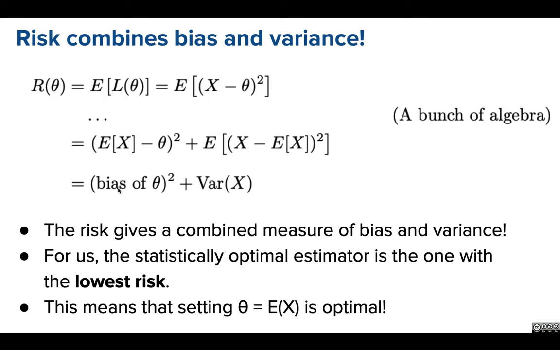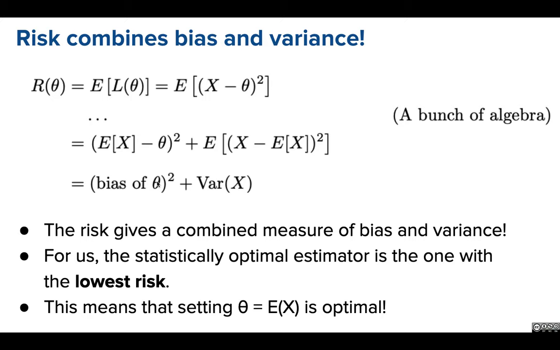The bias of theta, on the other hand, is something that I can change, right? So I cannot change what happened in my population, but I can change my estimate. And I can change my estimate so that the bias is small. So in other words, to minimize the risk, or to make the risk as small as possible, I want to choose theta so that the bias is as small as possible.